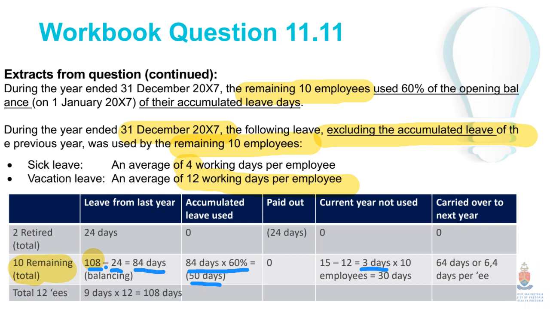Now we've got only 10 employees remaining. Remember, 2 left. So we need to say 3 days times 10 employees is going to give us 30 days. So at the end, in December 2017, at the end of the year, how many days do we have that we're carrying over in total into 2018? We've got the 34 plus the 30. It's going to give us 64 days.